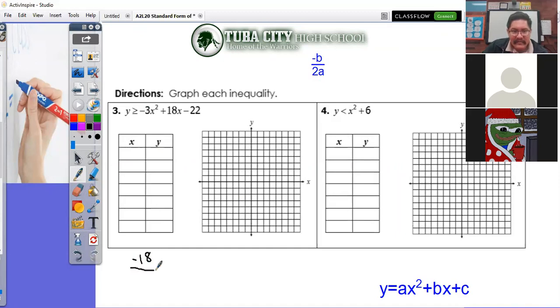So that'd be negative 18. So that's our b value over 2a. So we've got to use our axis of symmetry formula. So this would be 2 times my a value, which in this case is -3. So -18 over -6. So 18 divided by 6 is 3. So that's our middle number. And now I just have to pick some numbers above and below that.